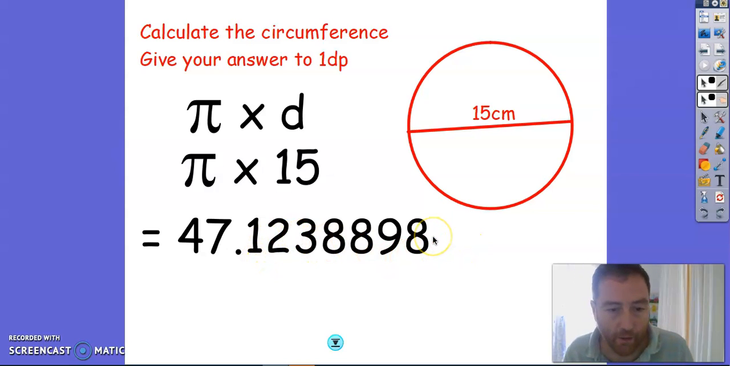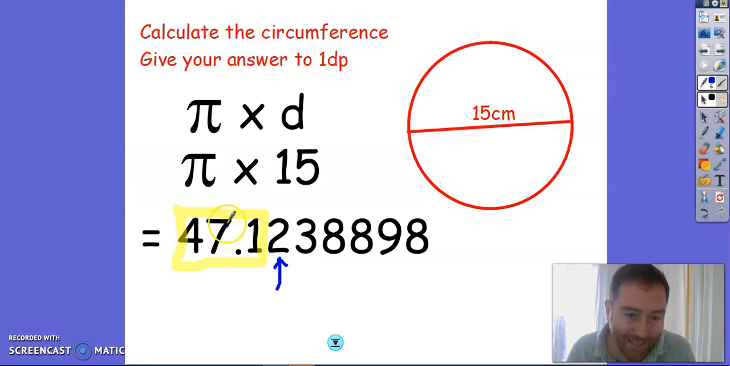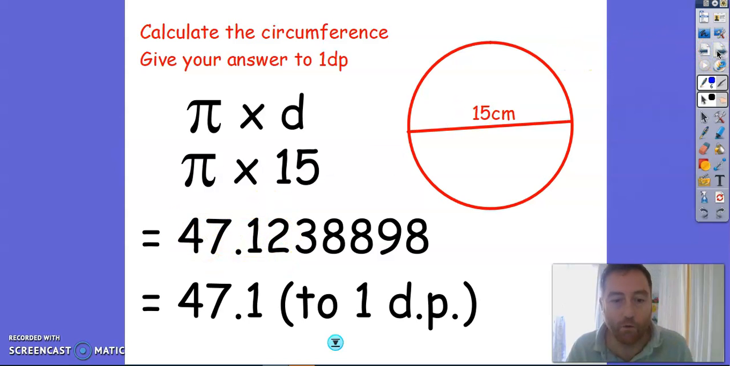47.123 and so on. So to round that to 1 decimal place, let's just highlight, there's my 1 decimal place. So 47.1, and then the next number along is a 2. So we keep it the same. So my final answer is going to stay the same, 47.1 to 1 decimal place. And that's the basics of finding the circumference of a circle, pi d. When I need a circumference, I use pi d.